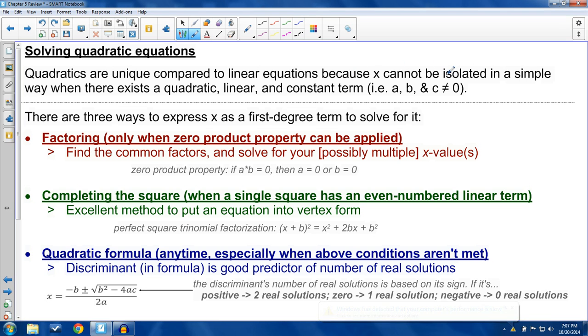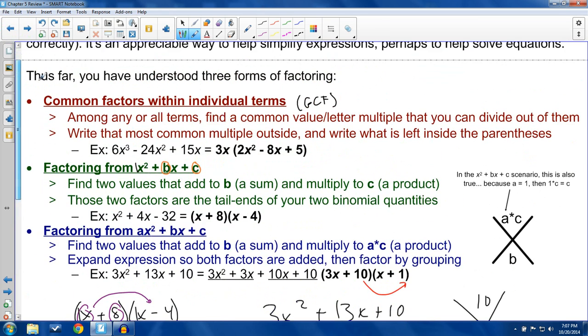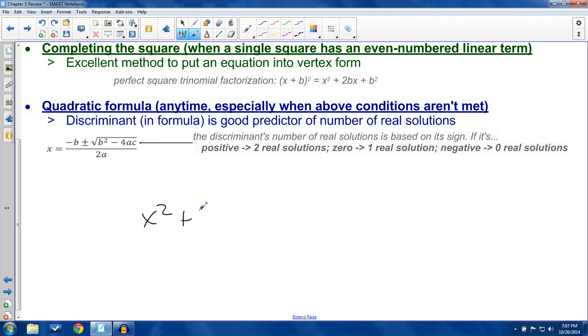X cannot be isolated, however, in a simple way when there exists a quadratic, linear, and constant term. In other words, all these coefficients don't equal 0. Take, for instance, one of these over here: x squared plus 4x minus 32. Let's say we wanted to solve for x. Let's say it's equal to 0.